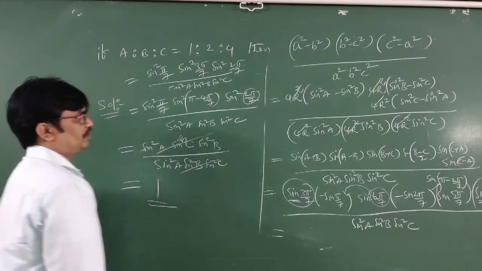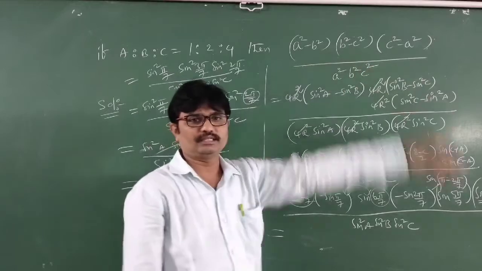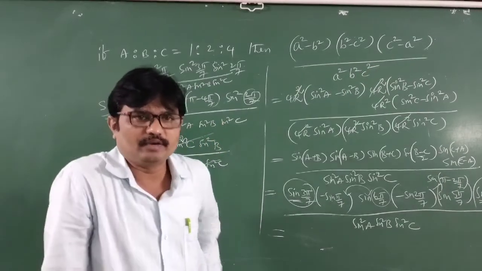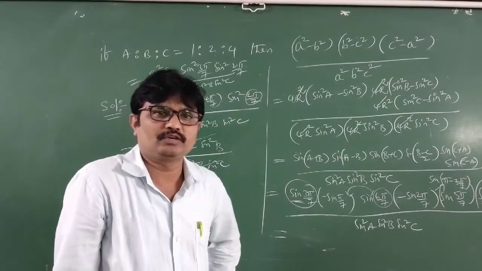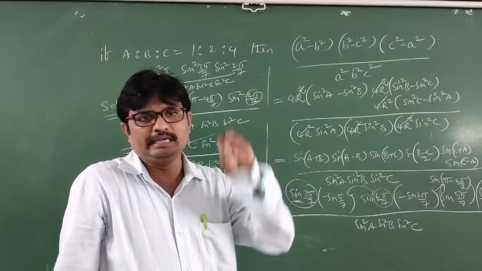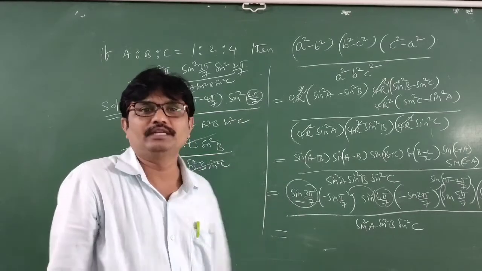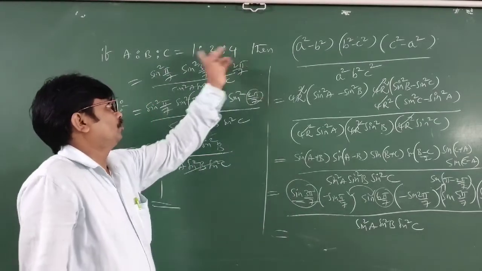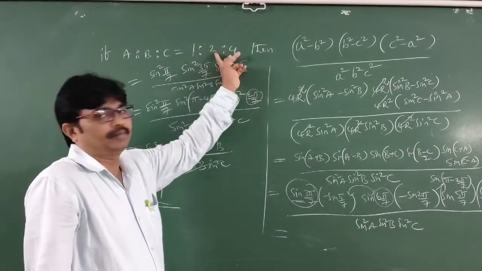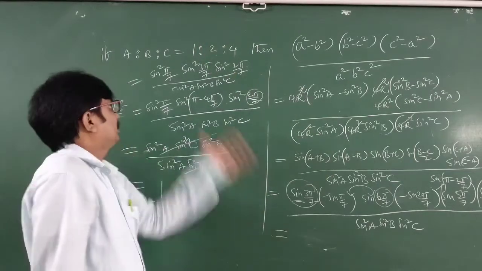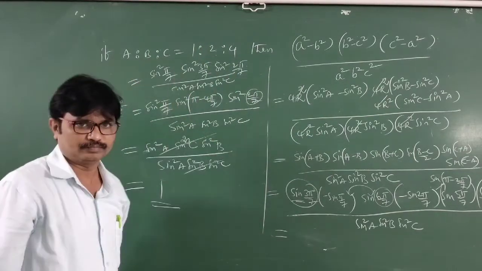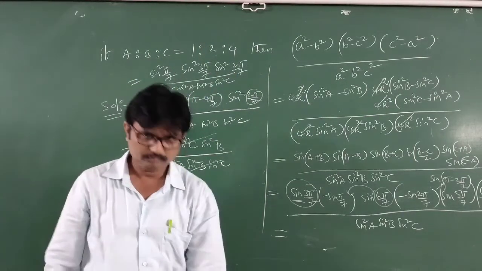Okay. So A square minus B square minus C square minus A square by A square, B square, C square is equal to 1. When angles A is to B is to C are in the ratio 1 is to 2 is to 4, this is pi by 7, this is 2 pi by 7, this is 4 pi by 7, then A equal to B equal to C. Okay students.